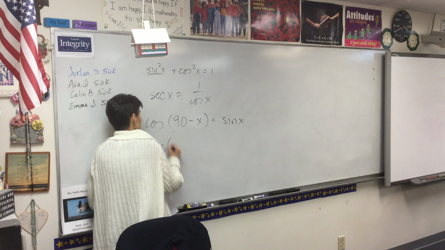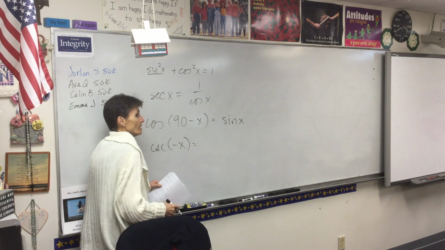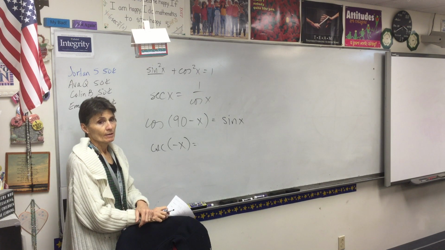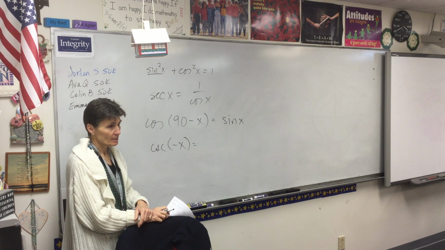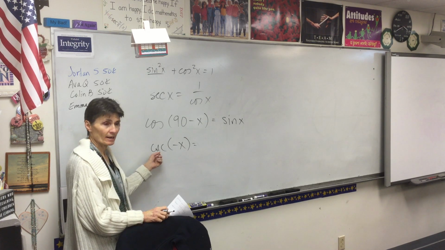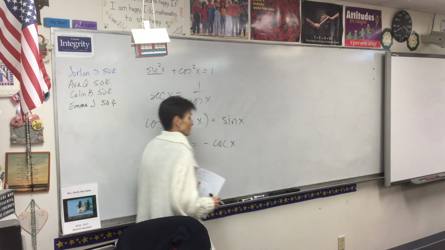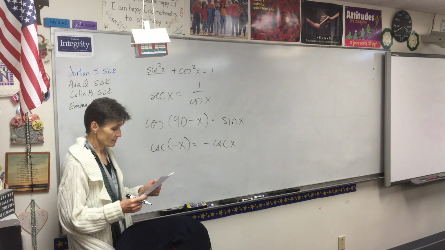Now we've got another new one. We talked about these yesterday. When you have a negative, the negative goes in the front for everything except cosine and secant. That's not a cosine or a secant, so it's going to be negative cosecant.